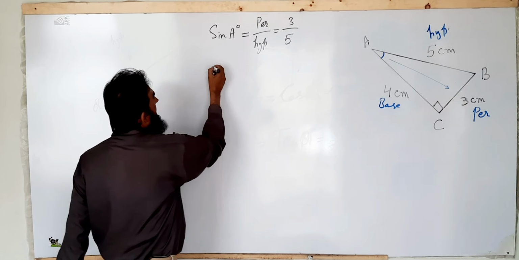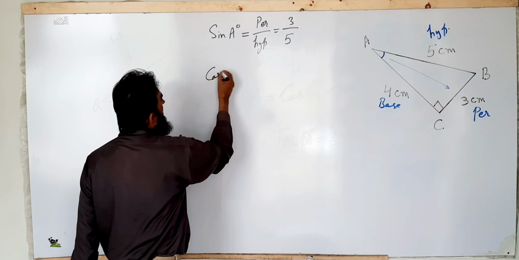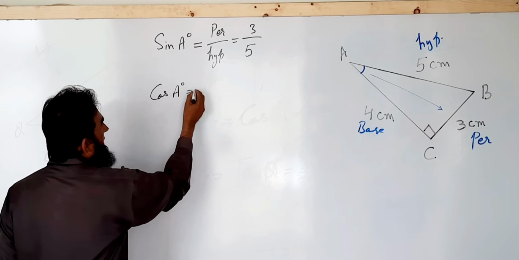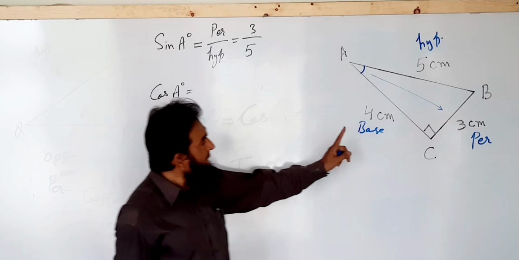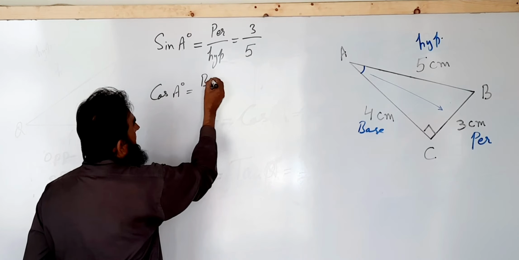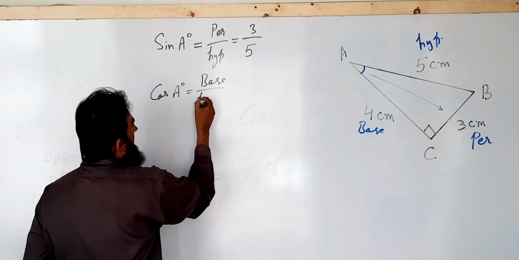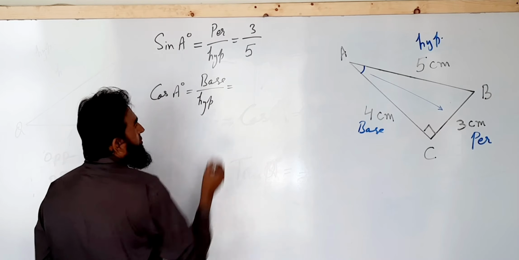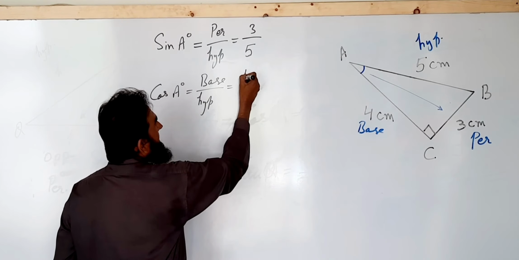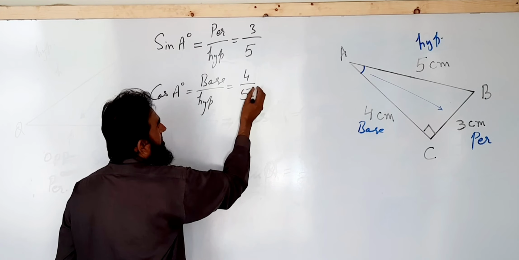Now in the same way, if you are required to write down cos of angle A, then cos is the ratio between base over hypotenuse. So here base is 4 and hypotenuse is 5. So this is 4 over 5.